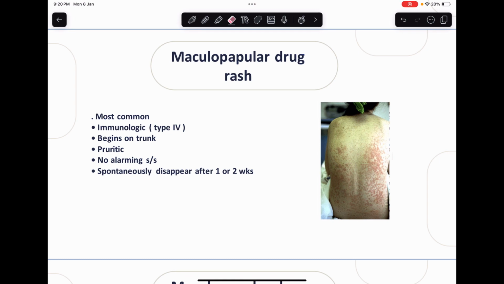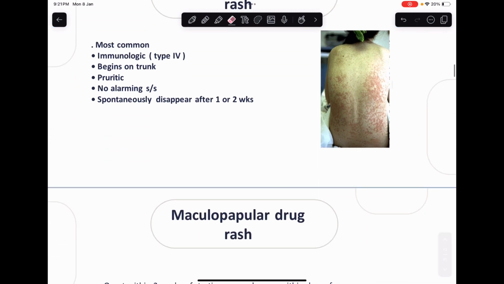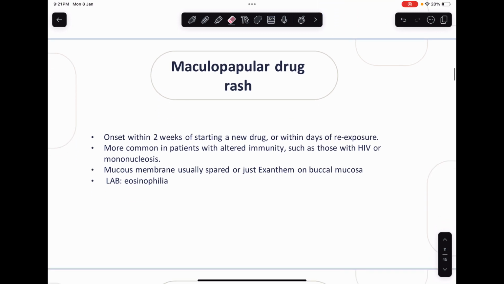However, you have to educate the patient that if he develops any alarming sign within 72 hours, he should come to the ER to rule out Stevens-Johnson syndrome or TEN. It usually appears within 2 weeks and spontaneously disappears after 1 to 2 weeks. Mucous membrane is usually spared. This drug reaction is more common in patients with altered immunity, such as those with HIV or mononucleosis.